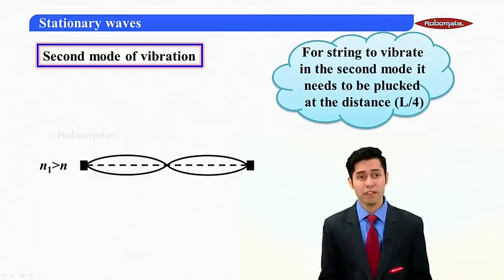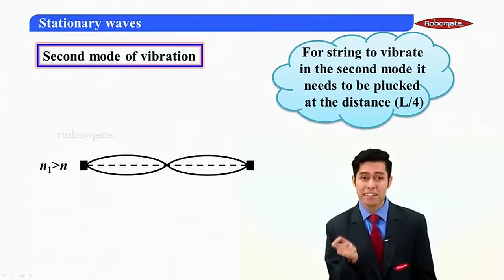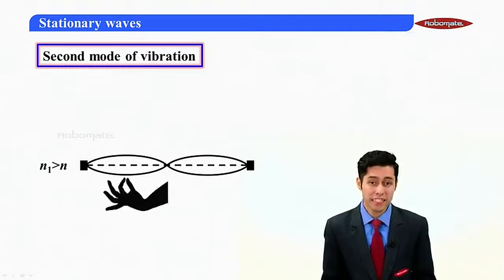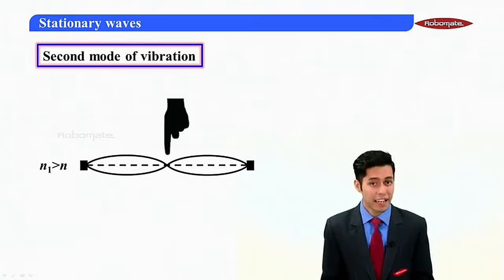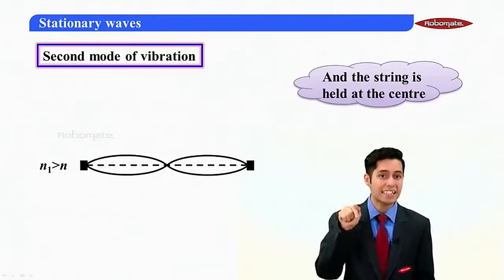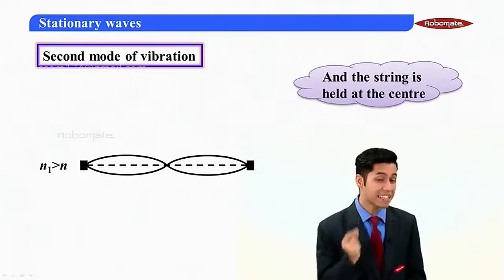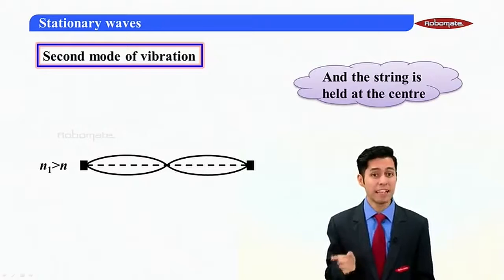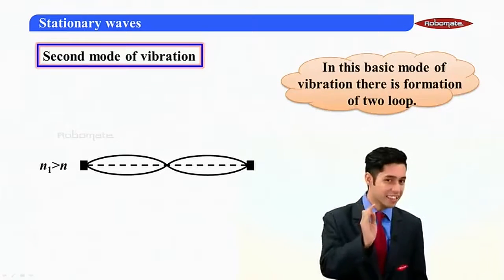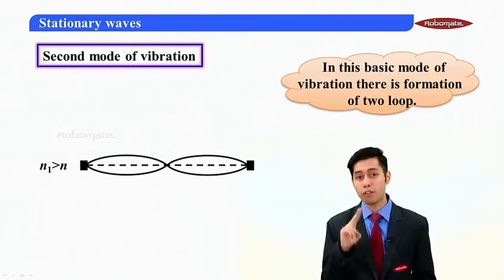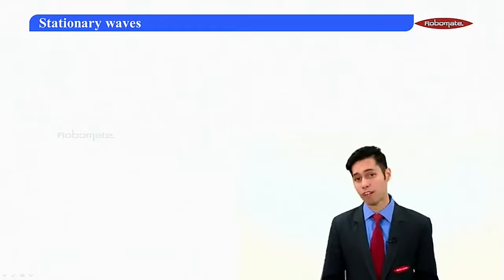So we know that for a string to vibrate in the second mode, the string needs to be plucked at a distance of L by 4. Now you can see it is being plucked at a distance of L by 4. And while plucking, it needs to be held at the center as we saw in the diagram. So the string needs to be plucked at a distance L by 4, and at the same time, it needs to be held at the center. And when it is done, there is a formation of two loops, and this kind of vibration is called the second mode of vibration.